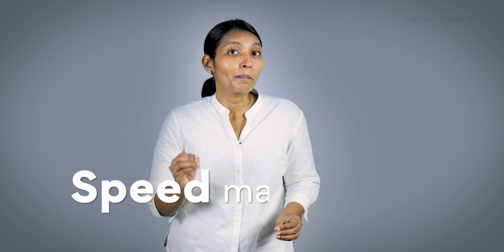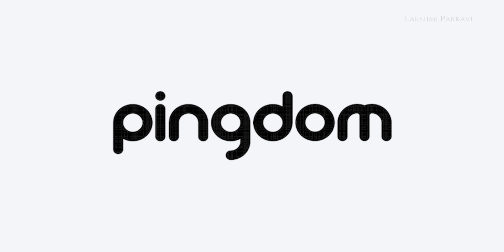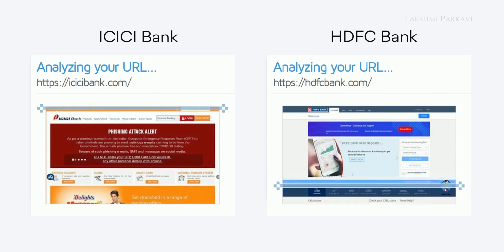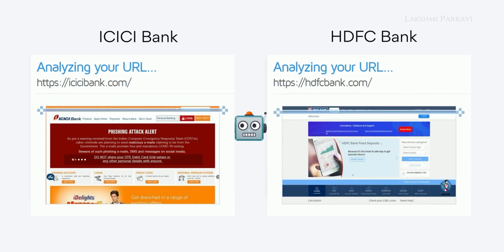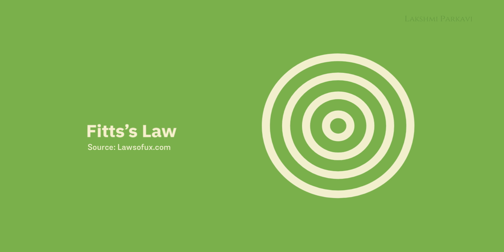It's okay if you don't know Doherty Threshold. You just have to remember that speed matters a lot. In case you're wondering what the speed of your website is, you can use tools like PageSpeed, GTmetrix, Pingdom. I'm going to use GTmetrix to compare the speed of ICICI Bank versus HDFC Bank's homepage. Keep guessing which website loads faster. Moving on to Fitts Law.